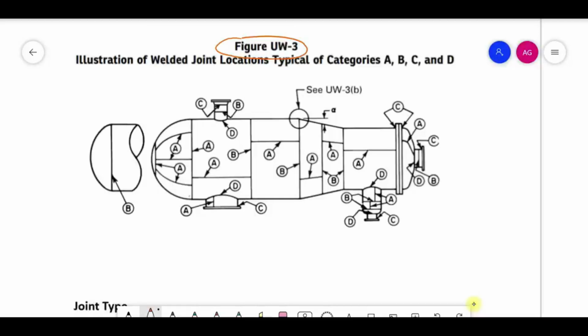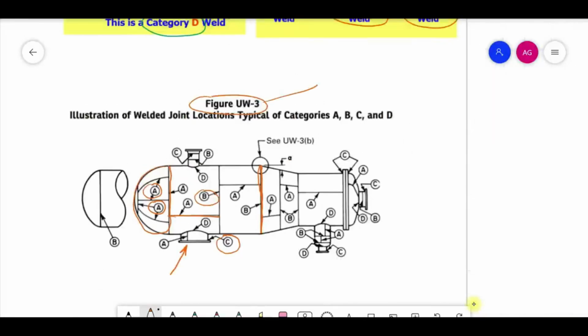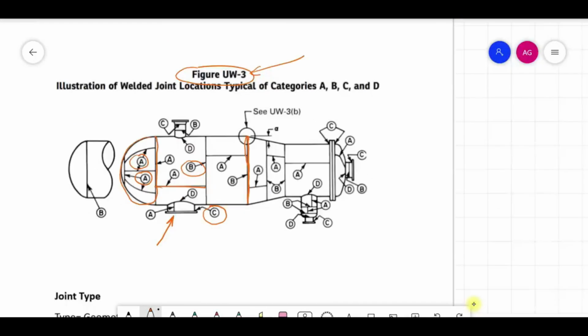The complete details are given. Like this is your dish here, and all the joints in the dish will be considered A category joints. This is your shell to dish, D. Apart from this, here this is a C category joint, which means your flange to nozzle neck. It can also be the nozzle neck or manhole. Apart from this, here this is an A category joint. Again, this is a B category joint here. All the joints are given here, so if you refer to UW-3, whatever it is, then you will get this figure.